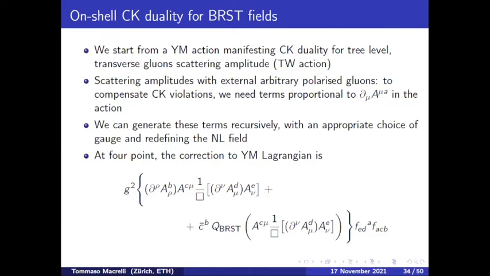We will compensate this violation of color-kinematic duality in a recursive way. We start at tree-level 4-point, and we start by considering violations coming from unphysical polarizations of the gluons. So we discovered that at 4-point, the relevant correction that we can produce with the gauge choice and the redefinition, the shift of the Nakanishi-Lautrup field, the correction that amends for color-kinematic violation from arbitrarily polarized gluons is the following one. This is the 4-point term in the action. And we can generate this term in this way with a field redefinition.